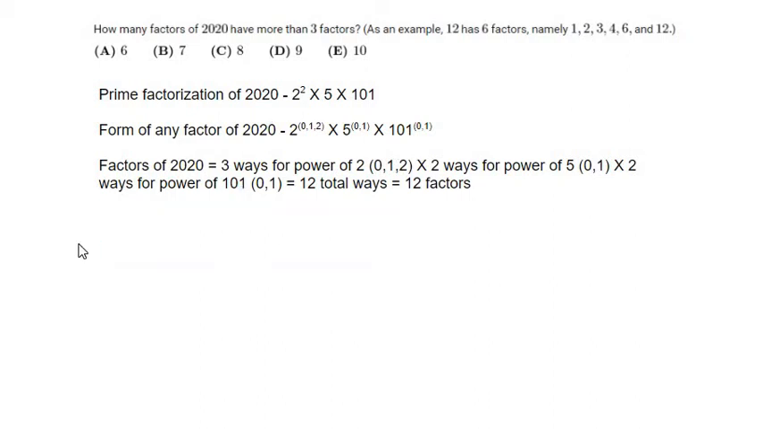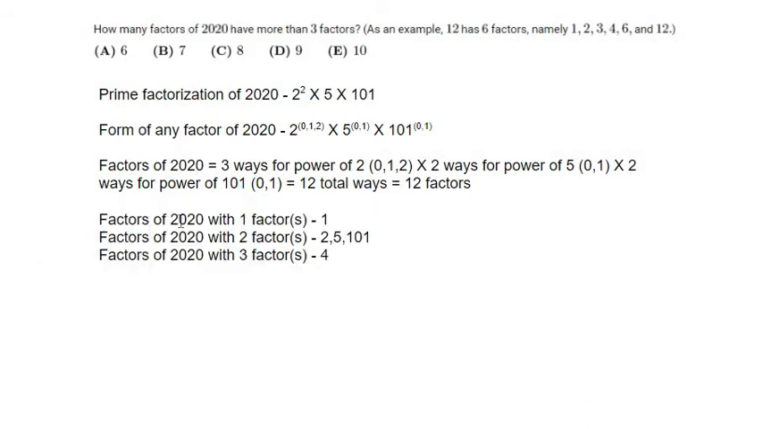Okay, so since we know that 2020 has a total of 12 factors, let's try to find how many factors of 2020 have less than or equal to 3 factors, since that's probably going to be easier. So factors of 2020 with 1 factor, that's only 1. Factors of 2020 with 2 factors, those are the prime numbers, which is 2, 5, and 101. And factors of 2020 with 3 factors, those are the perfect square numbers, such as 4. So 4 is one of our values.